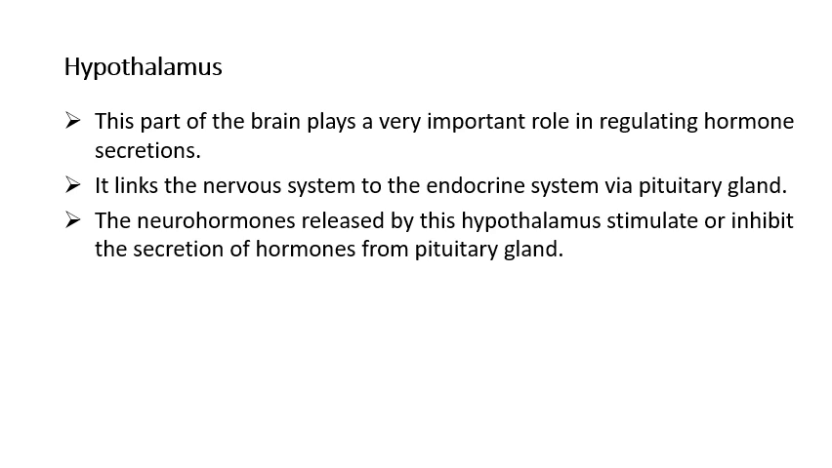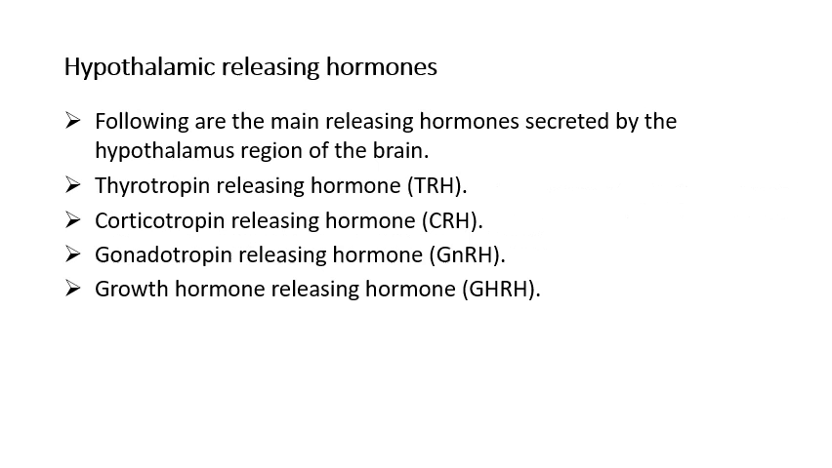Now, the hypothalamus is the part of the brain which secretes the regulating hormones or neurohormones, and this hypothalamus links the nervous system, that is the brain, to the endocrine system via the pituitary gland. So the pituitary gland is a very important gland which is controlled by the brain, which controls the other parts of the body. Like this, neurohormones play an important role in the control of all the functions of the human body through the release of many hormones. The neurohormones released by the hypothalamus stimulate or inhibit the secretion of the hormones from the pituitary gland.